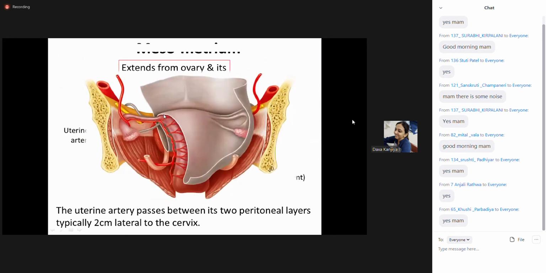And here you can see the double layer. See the 2 layers of the peritoneum. Between the 2 layers, you see there is an entry of the uterine artery just lateral to the cervix. And as it enters into the broad ligament, it is closely related with the ureter. See, this is the ureter. You see the close relationship between the ureter and the uterine artery. The uterine artery goes in front of the ureter from lateral to medial side.